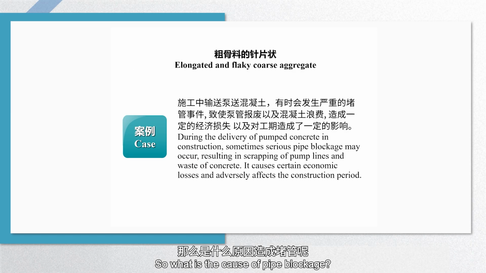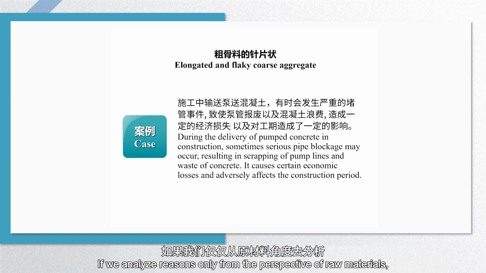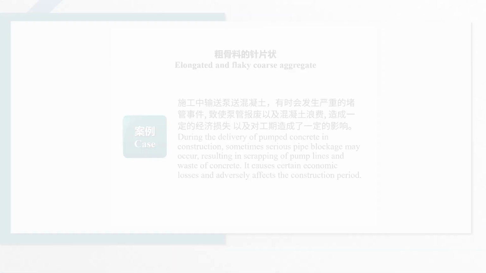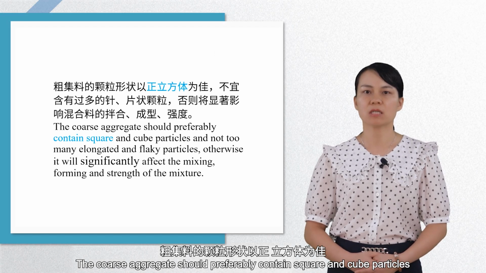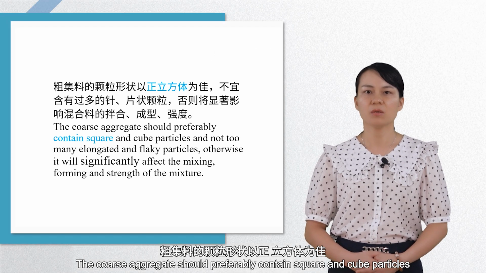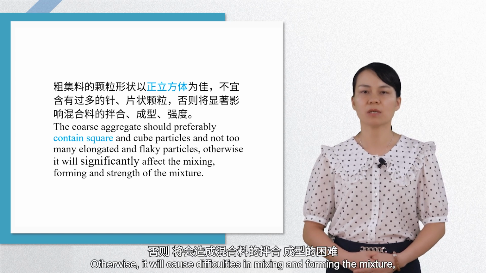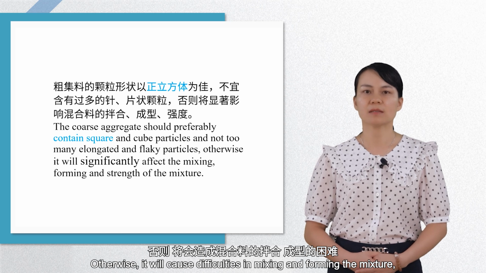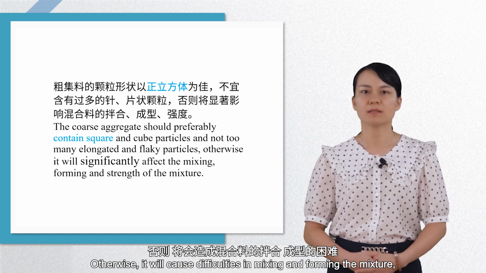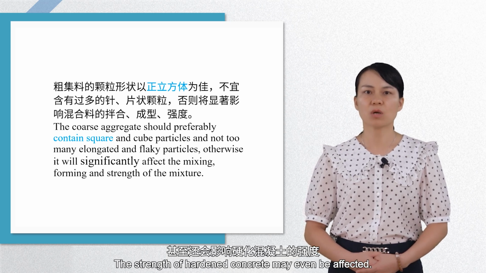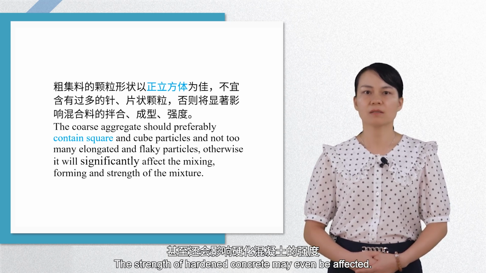It causes certain economic losses and adversely affects the construction period. So, what is the cause of pipe blockage? If we analyze reasons only from the perspective of raw materials, the particle shape of coarse aggregate plays a very important role. The coarse aggregate should preferably contain square and cube particles and not too many elongated and flaky particles. Otherwise, it will cause difficulties in mixing and forming the mixture, and pumped concrete can easily block the pipe. The strength of hardened concrete may even be affected.